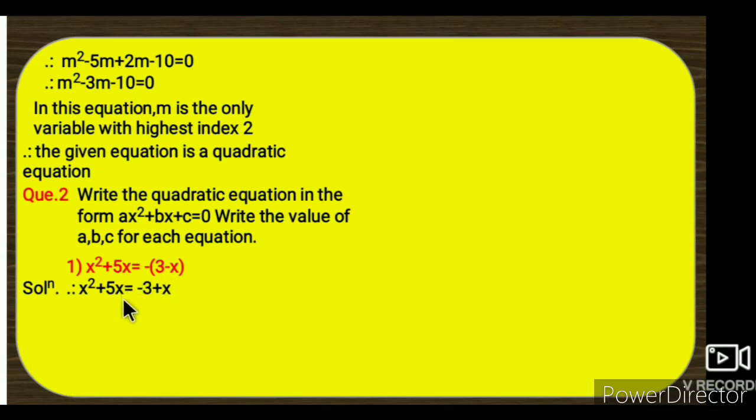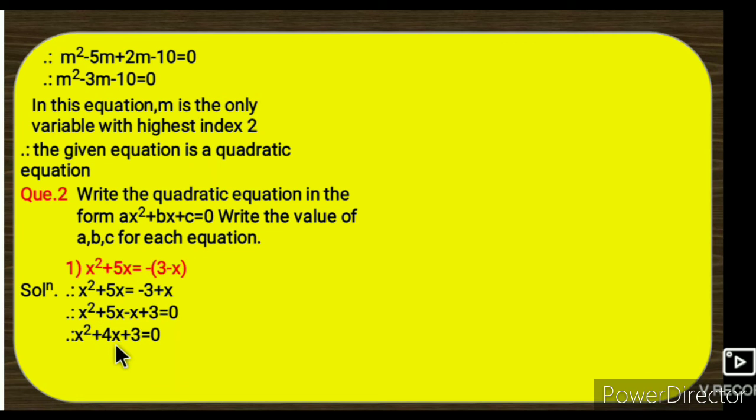Transfer all the terms on the RHS to the LHS, which means the left hand side. We get x² + 5x + x transferred to the LHS, this plus becomes minus, and this −3 becomes plus, = 0. Therefore x² + 5x − x + 3 = 0. These two terms are like terms, 5x and −x, having different signs, therefore subtraction will take place. Therefore the next equation is x² + 4x + 3 = 0.